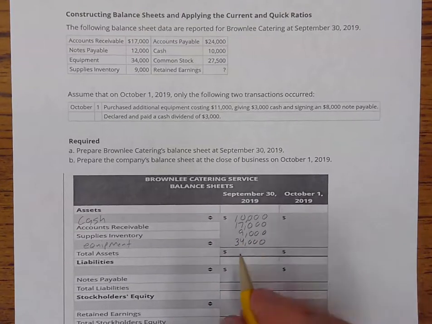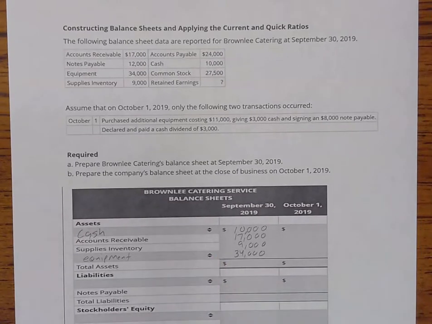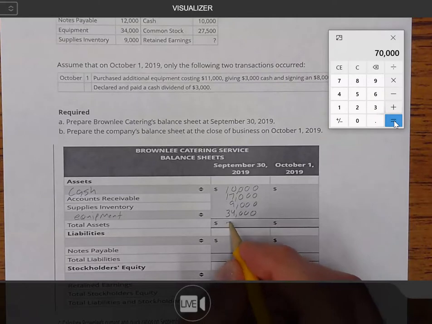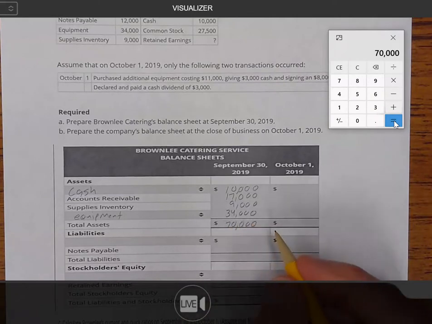And at this point in time, we can go ahead and add these up. All right, so let's go ahead and do that. You've got $10,000 in cash plus $17,000 in receivables plus $9,000 in supplies, which are a prepaid asset, plus $34,000 in equipment. That gives us total assets of $70,000. All right.